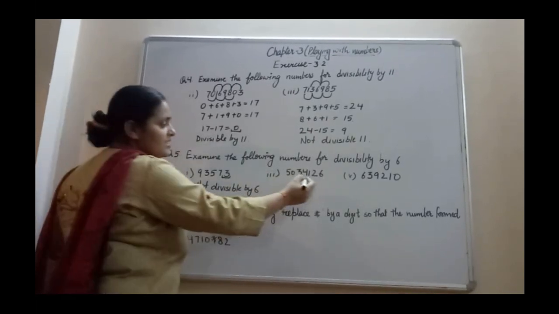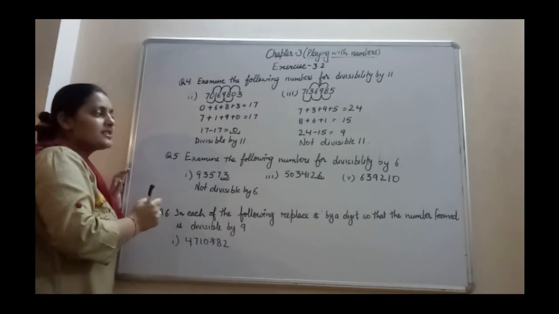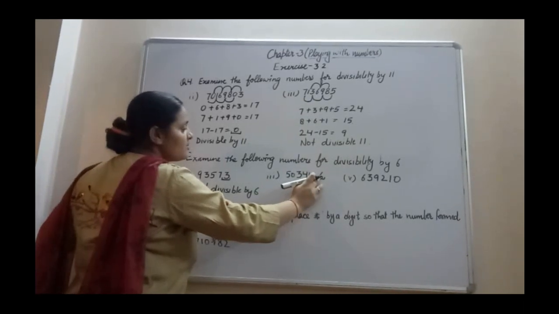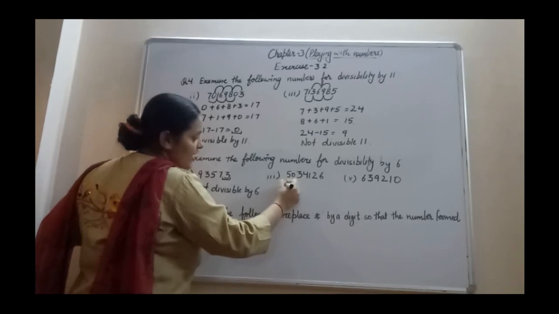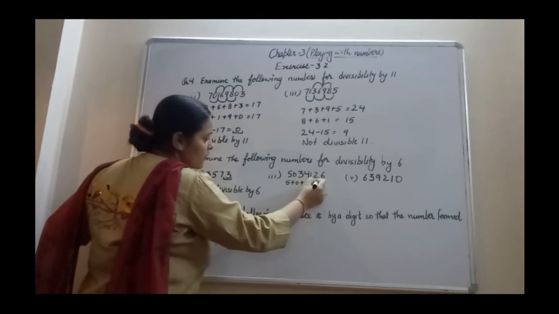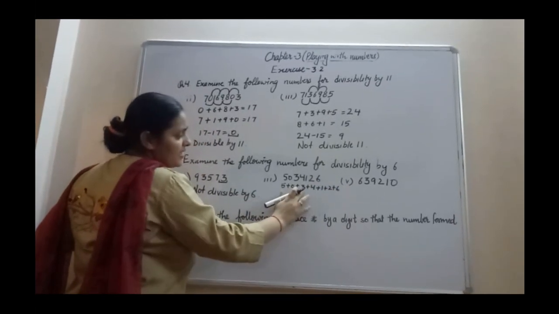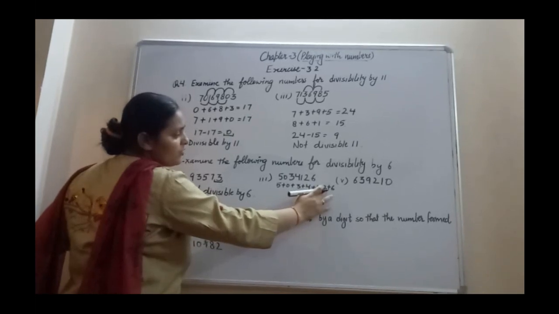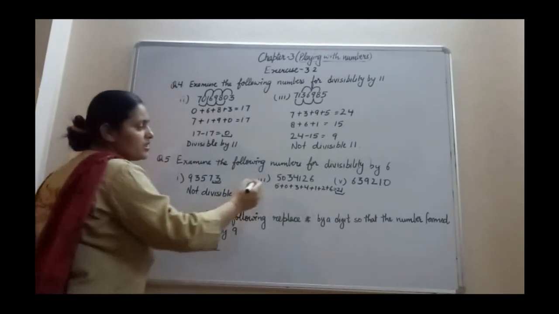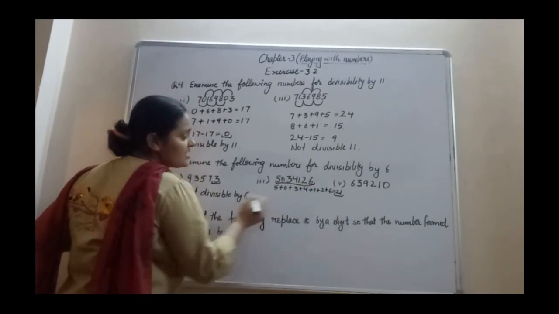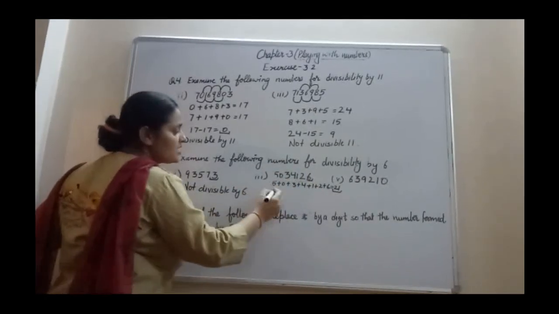Now the next part. The last digit of this number is 6, which means it is divisible by 2 as it is an even number. Now let's check the divisibility rule for number 3. For that we have to find the sum of all digits. So 5 plus 0 plus 3 plus 4 plus 1 plus 2 plus 6: 5, 8, 12, 13, 15, plus 6, 21. We can clearly see that 21 is divisible by 3. This number is also divisible by 2 as it has 6 at the last place. So this number is divisible by both 2 and 3, so we can say that this number is divisible by 6 also.